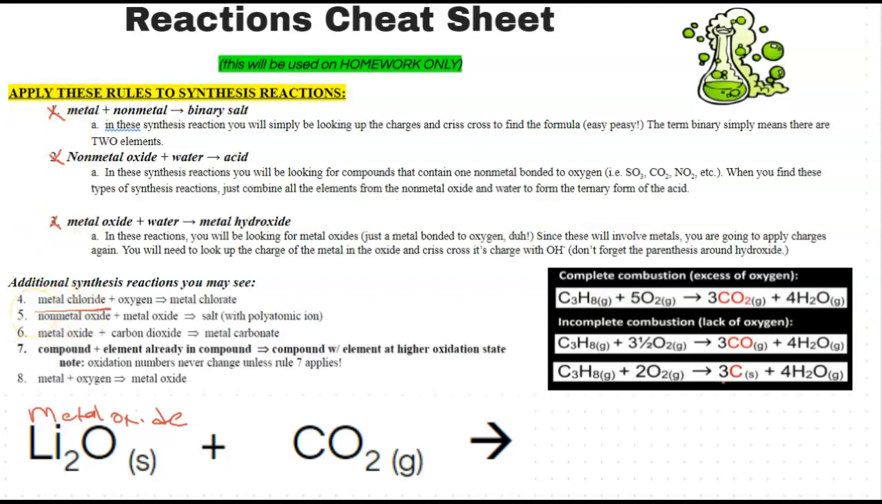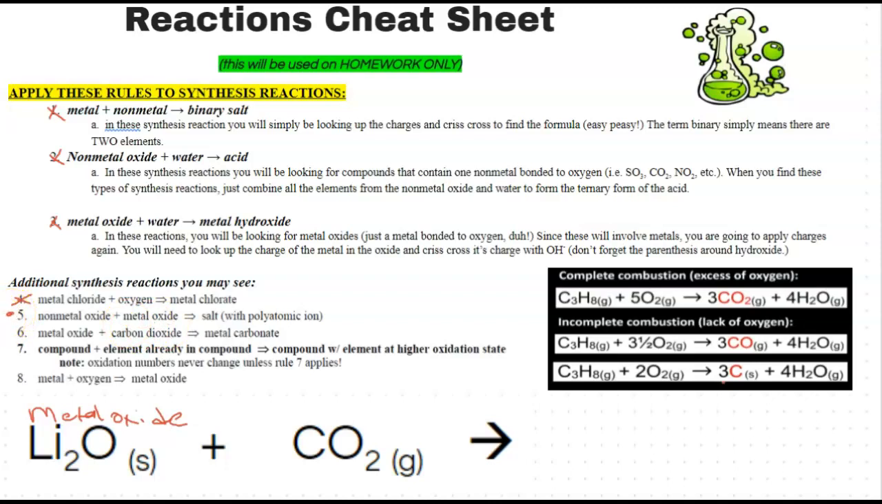Number 4 says a metal chloride. Well, that's not what I have, so I'm going to eliminate 4. Number 5 says a nonmetal oxide and a metal oxide, so that could be a possibility, but I'm going to look to see if there's anything more specific.